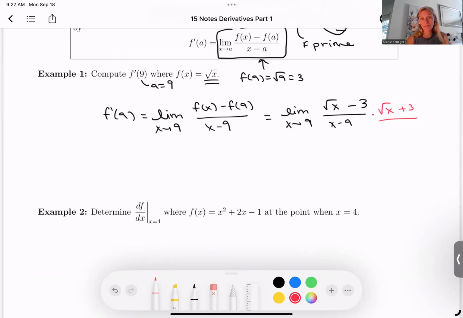You should just do this work on your own. You don't really have to watch me do it. Hopefully you can do it on your own at this point.